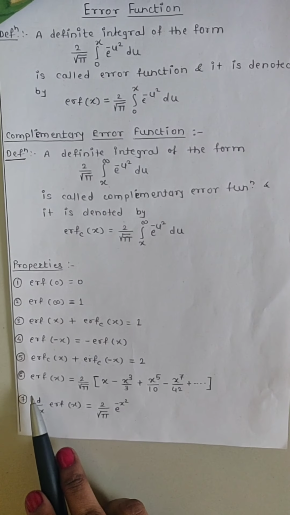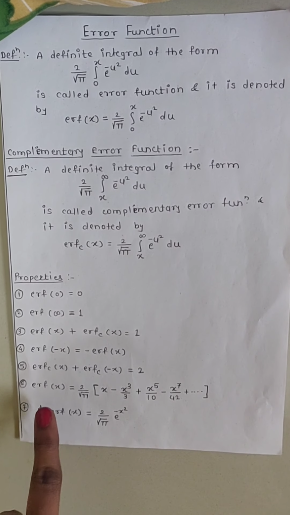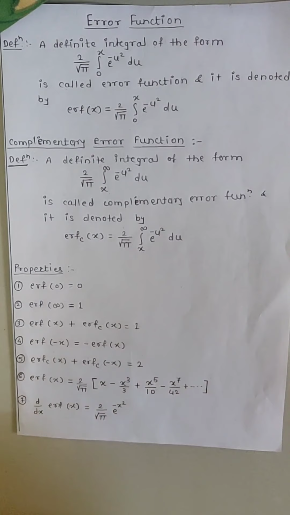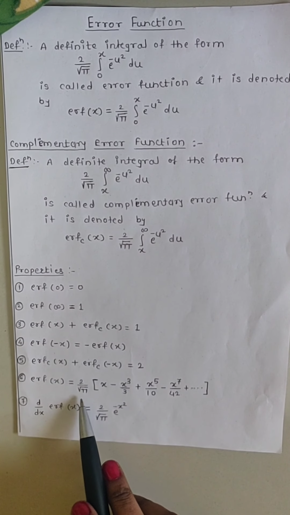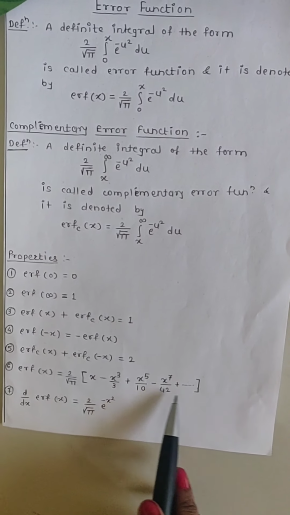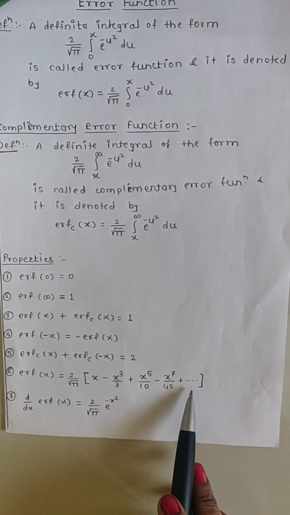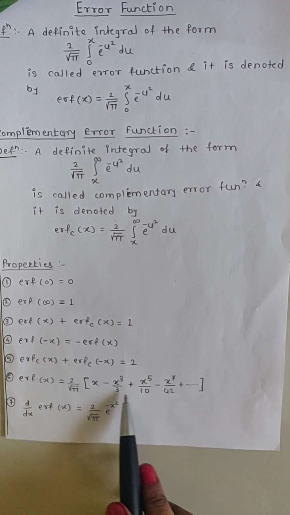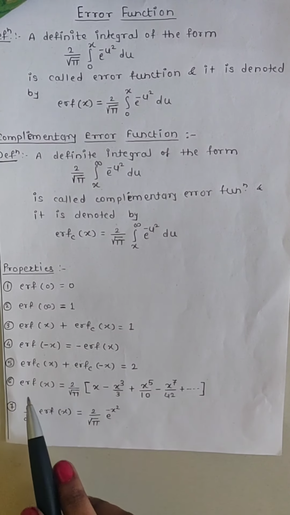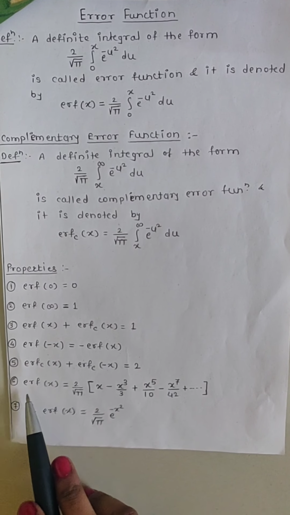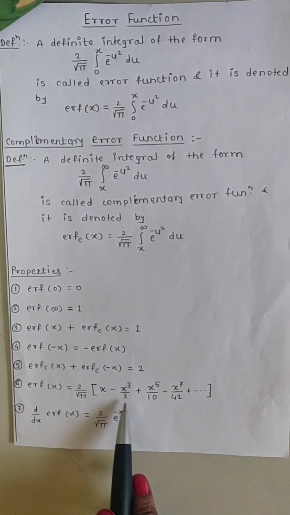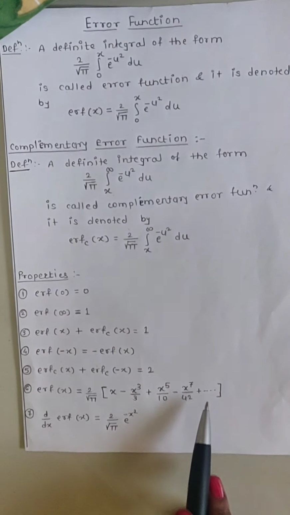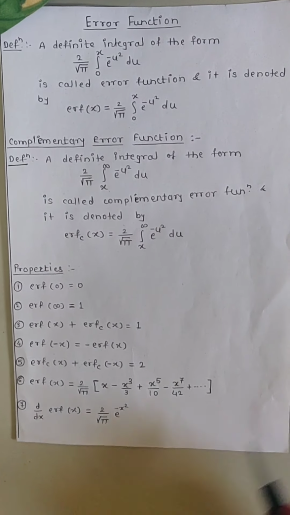Now see the sixth property here. The sixth property is about the error function of x, which is equal to 2 upon root pi. You can observe this is in terms of x, so we call it a series of ascending powers of x. This sixth property tells us that the error function can also be expressed in series form. How is it? For that, see the proof here.